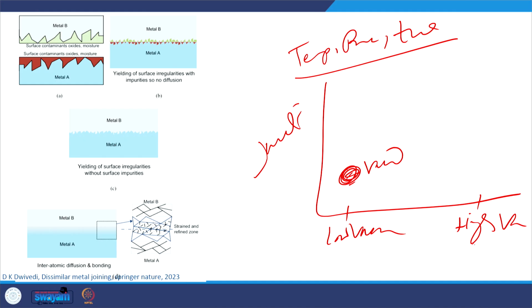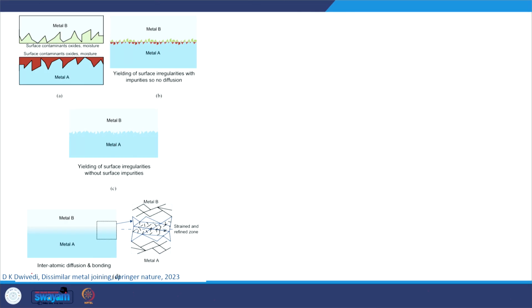But when we use high vacuum under identical temperature, pressure and time conditions, we will have higher joint strength, because perfect metal to metal contact in the absence of any kind of impurity will facilitate higher joint strength. Okay. So, this is how we can see the effect of various process parameters.